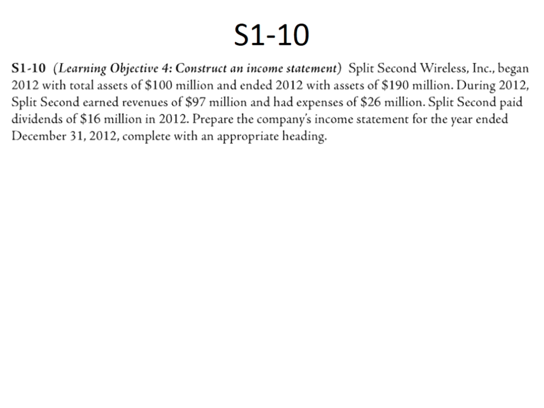This first one: they began 2012 with total assets of $100 million and ended with $190 million. During the year, they earned revenues of $97 million and had expenses of $26 million. They paid dividends of $16 million. Notice, this is a housekeeping detail, that they're referring to millions without the 6 zeros, just the word millions. Don't put 6 zeros in the answer. You follow what's given.